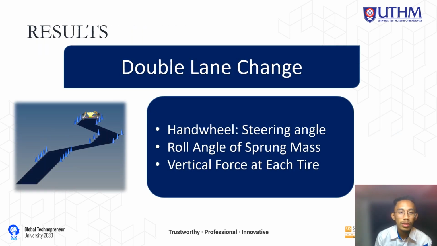In my study, there are 2 types of tests, which are double lane change and bounce and sweep test. The picture shows the route for the double lane change test. The data collected from this test are hand wheel steering angle, roll angle of sprung mass, and vertical force at each tire.